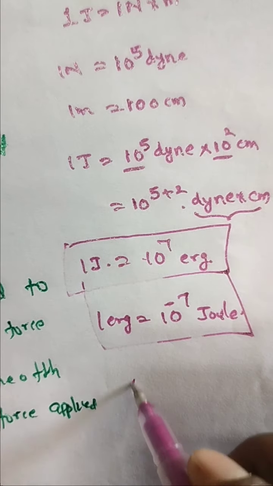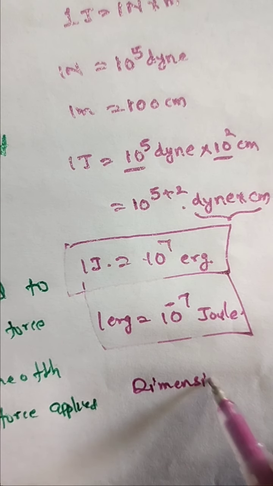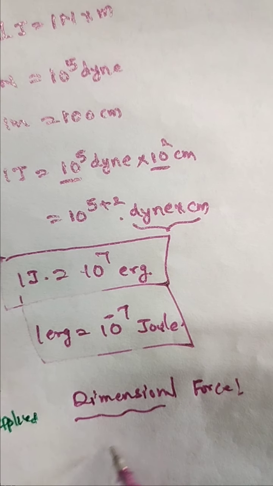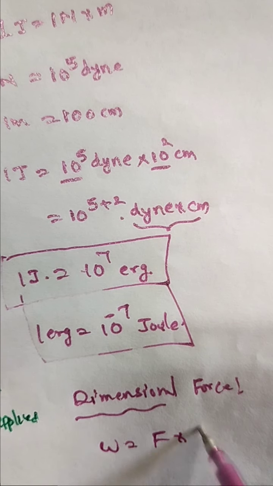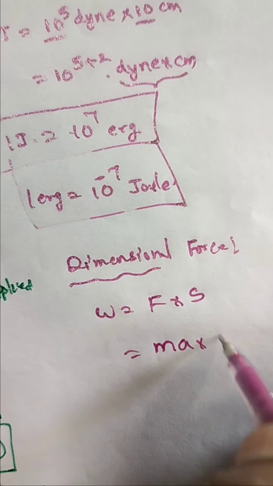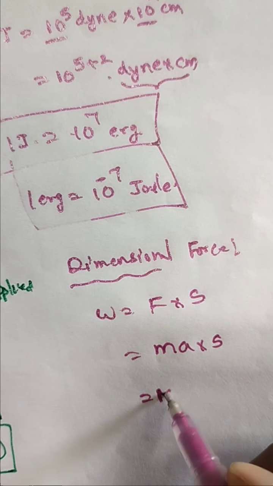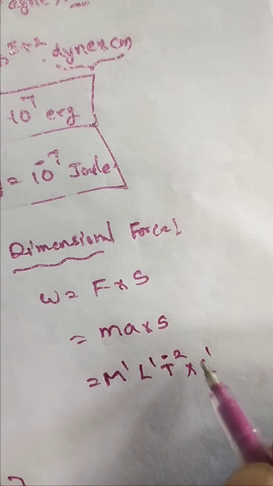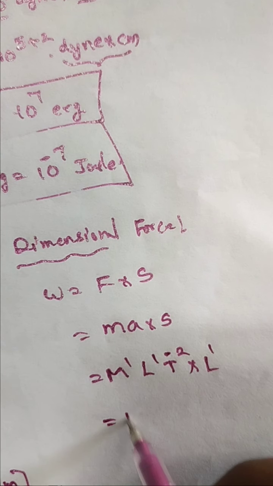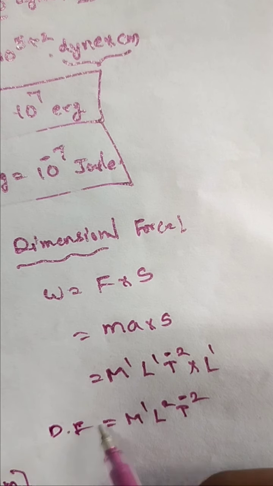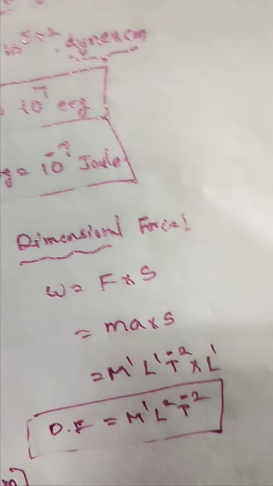And what is the dimensional formula? We know that very well. W is equal to F into S, force. So F is equal to mass into acceleration, into S. What is the mass dimensional formula? M1. Acceleration is L1 t power minus 2, into S, which is L1, because S means displacement, means length. So that is M1 L square t power minus 2. This is the dimensional formula of work.